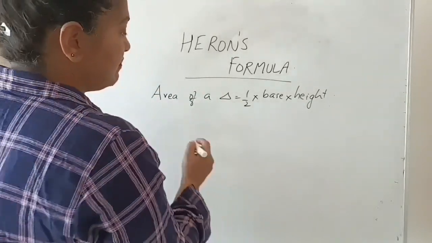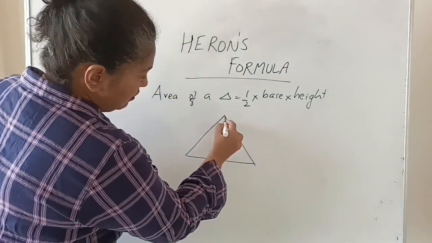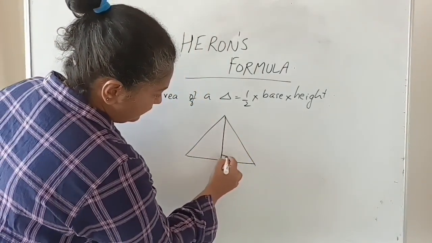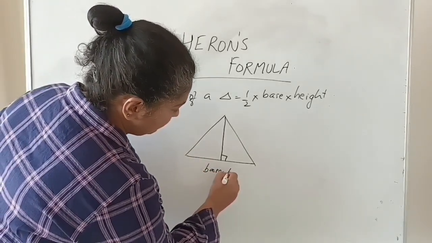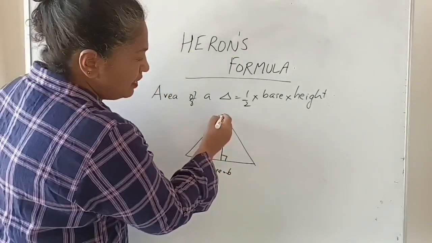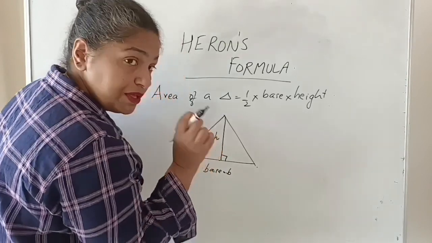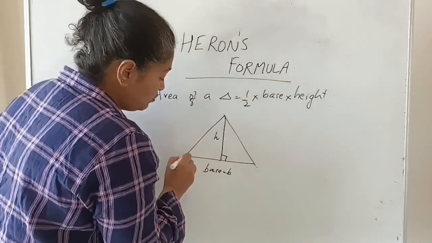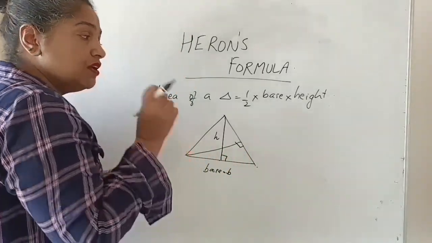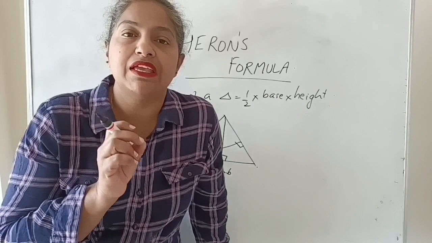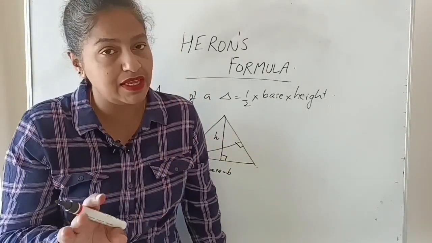So what is height? Height is basically the perpendicular drawn from the opposite vertex to the base, if this is the base. So this is my height. Suppose I am taking this side as the base, the height is not this length. The height has to be the perpendicular that is dropped from the opposite vertex to this base. This is the height. So depending upon the value of the base and the height that is given to you, you can easily use this particular formula in order to find the area.